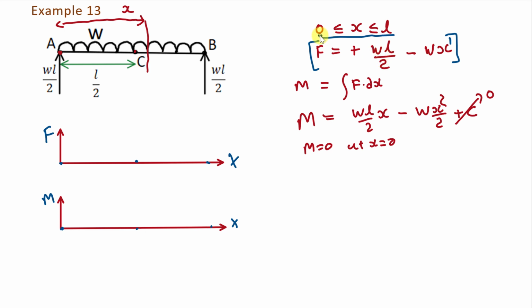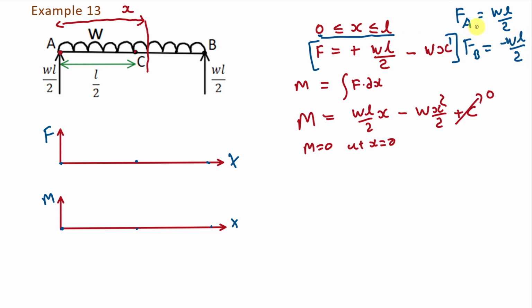First of all, we will put x equal to 0. If we put x equal to 0, then we will get shear force at point A. If we put 0 here, then this term will be 0 and we will have WL by 2. So it will be WL by 2. And if we put x equal to L here, then we will get shear force at point B. So if we put L here, then it will be WL by 2 minus WL. So finally, shear force at B will be minus WL by 2.